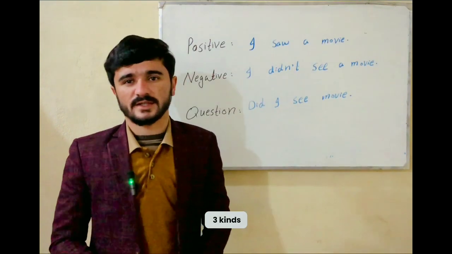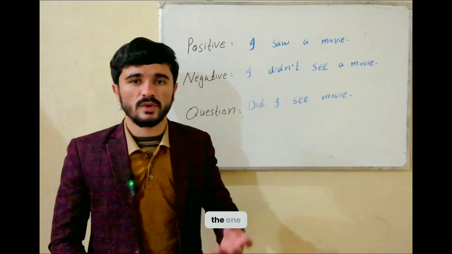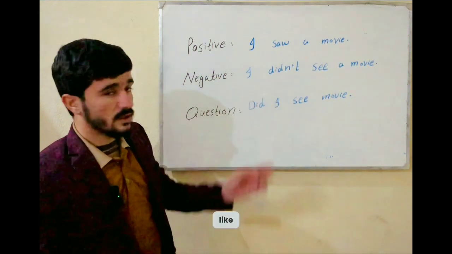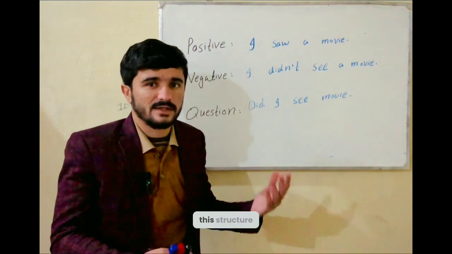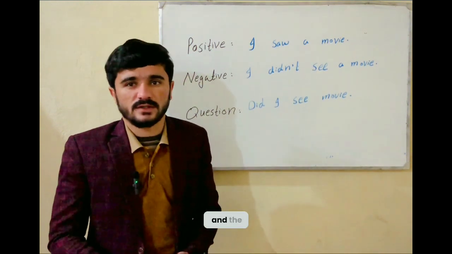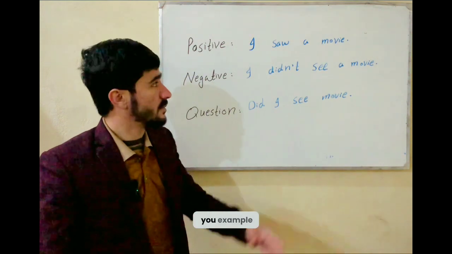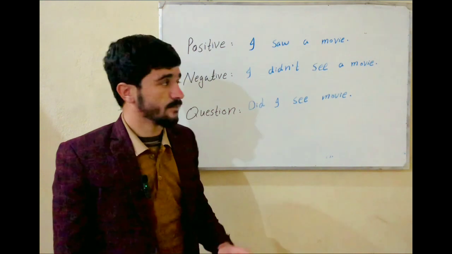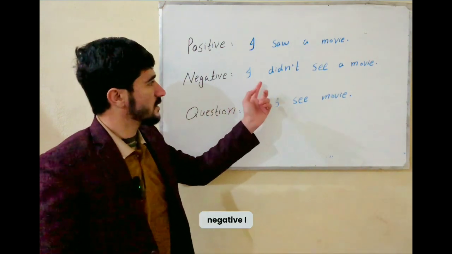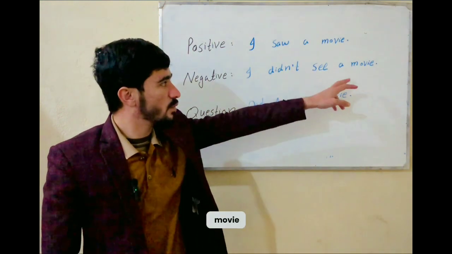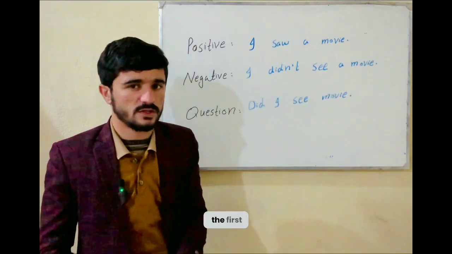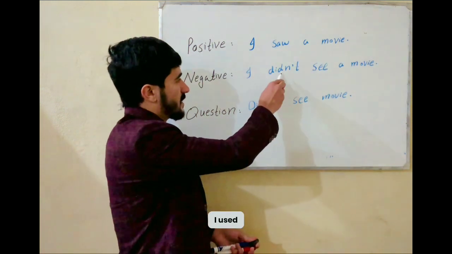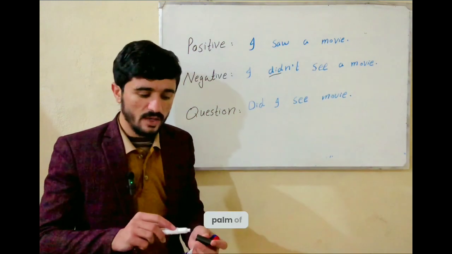We have three kinds of structure in the simple past: positive, negative, and interrogative. How do we use this structure in the right way in the simple past? I'll give you an example. In the positive we can say, I saw a movie. And the negative, I didn't see a movie. Why do I use see? Saw is the past form of the verb, but if we look, I use did. So did is the second form of do.